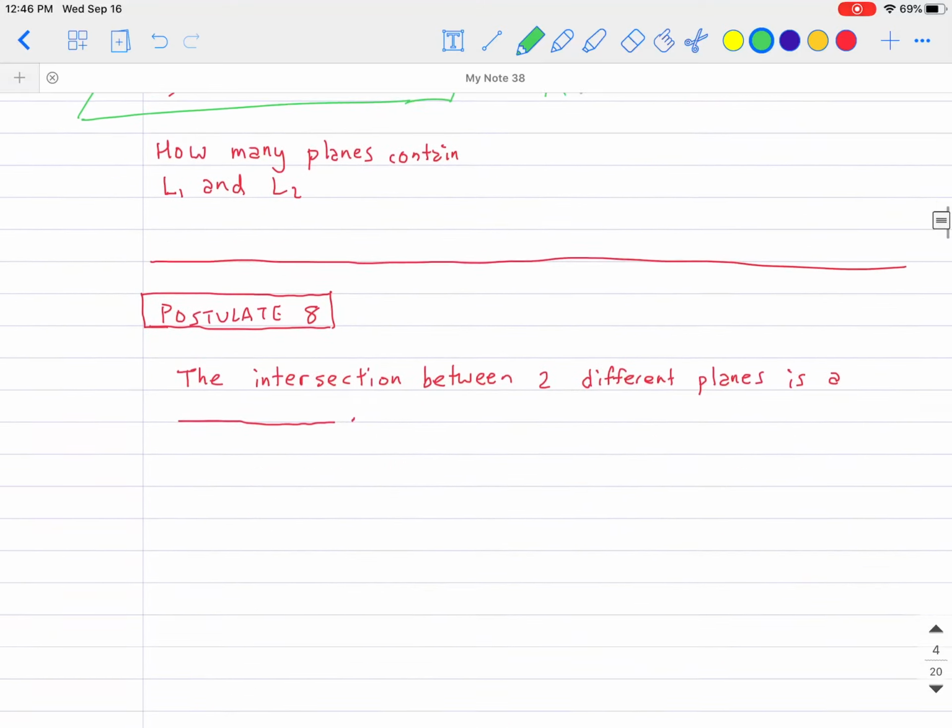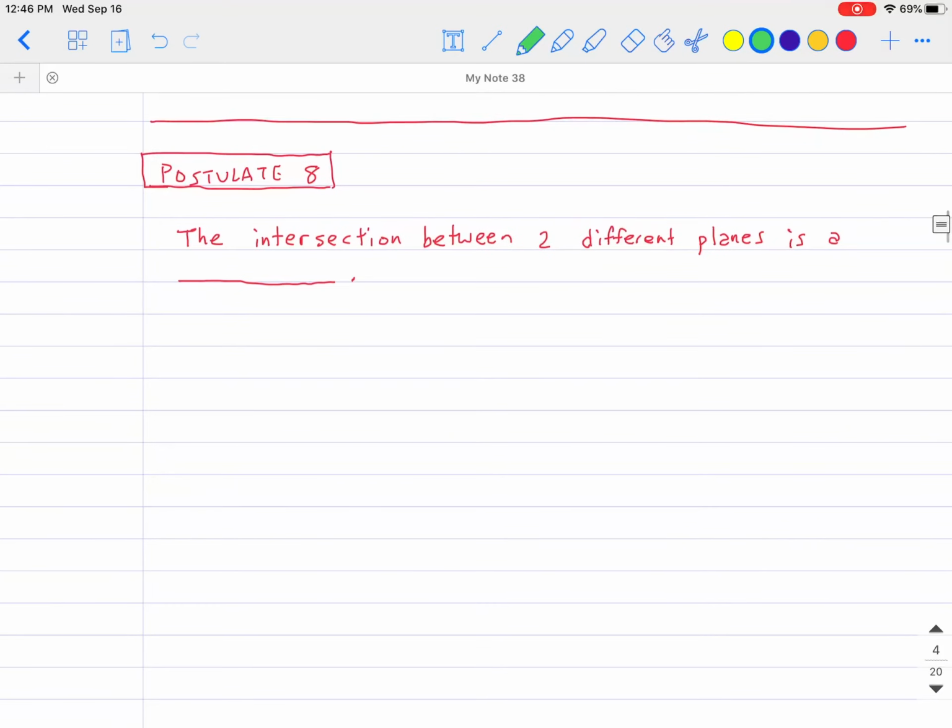All right, so here's the last item, postulate number 8. The intersection between 2 different planes is going to be what? Well, let me just draw an illustration of it. So here you have 1 plane right here, and imagine this in 3D. This is going to be called plane number 1. We'll call it plane P.